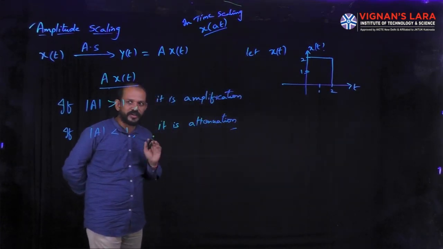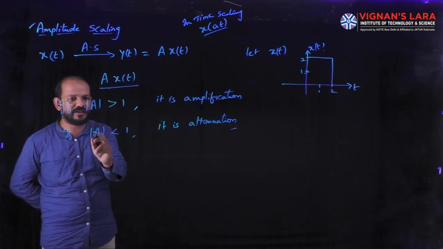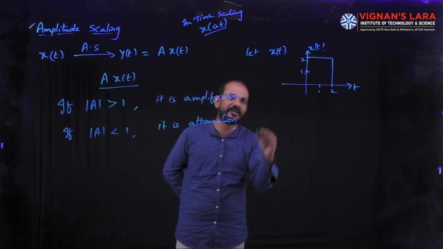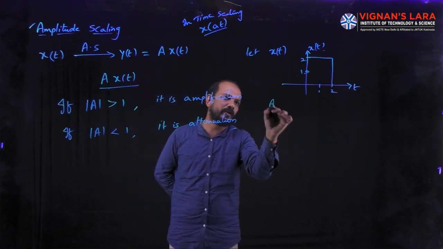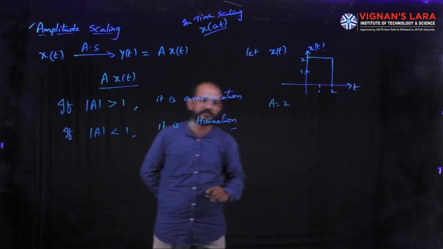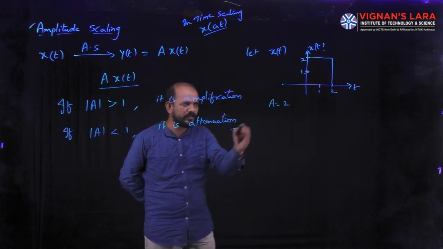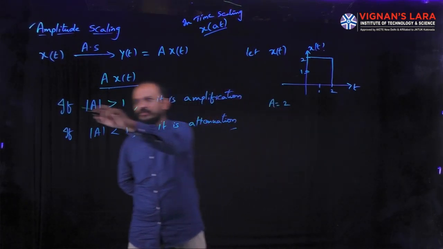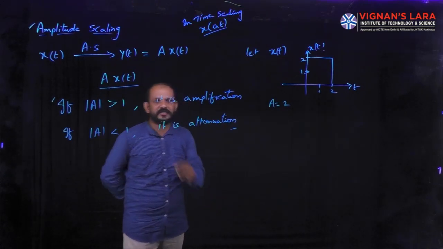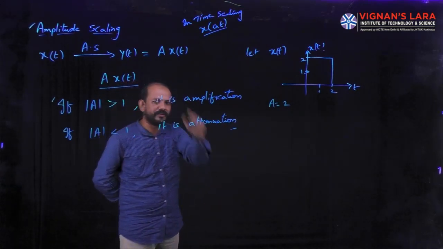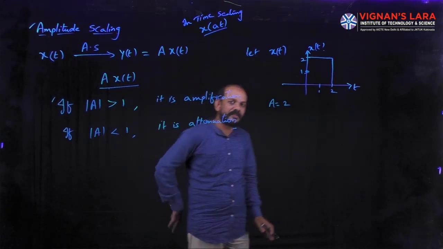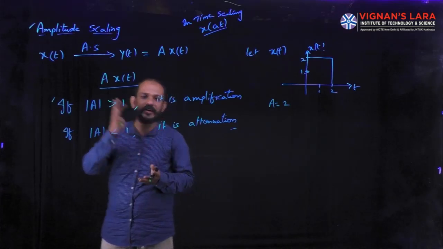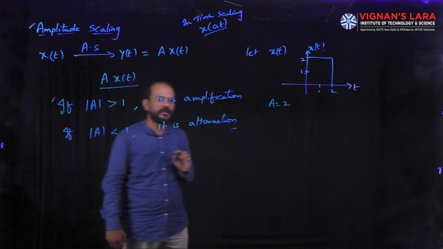Now in that there are two cases. The first one is mod A greater than 1 and the next one is mod A less than 1. First I will consider the first condition, that is mod A greater than 1. Here I will take the value of capital A as 2. Now 2 is greater than 1, so it satisfies this condition. If mod A is greater than 1, then the signal should be increased in the y-axis. That is, it should be amplified, nothing but amplification.